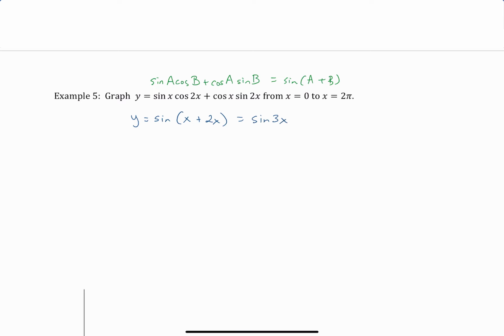And we know how to do that, right? There's no shifting, either up or down, because there's no addition going on here. The amplitude is the usual 1 because there's no coefficient in front of the sine. And the period is 2 pi over 3.